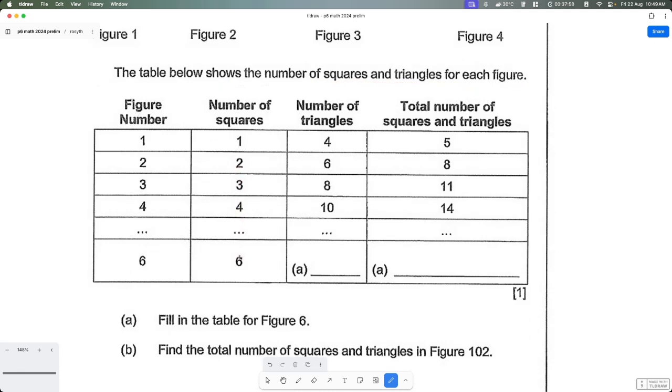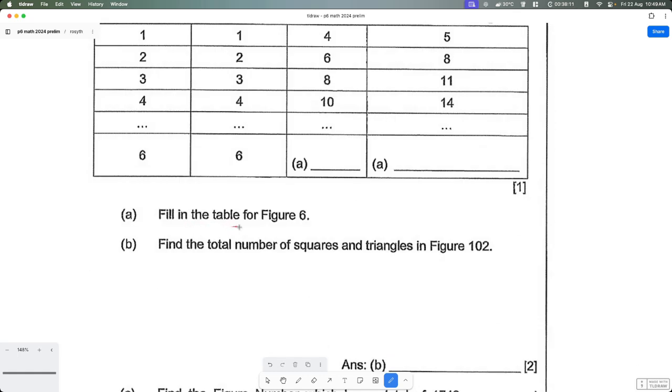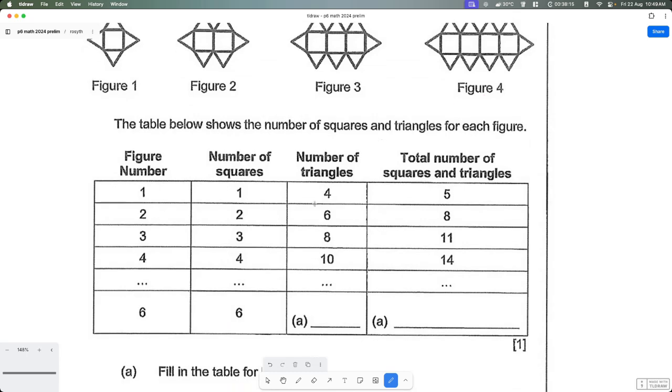So 1, 2, 3, 4, 5, 6 for squares, and the number of triangles 4, 6, 8, 10. And then y is 6. And then total numbers 5, 8, 11, and 14. Fill in the table for figure 6 over here. So we have 10. So this is just plus 2, right? So I'm just going to write here plus 2. So everything is just plus 2 in this case.